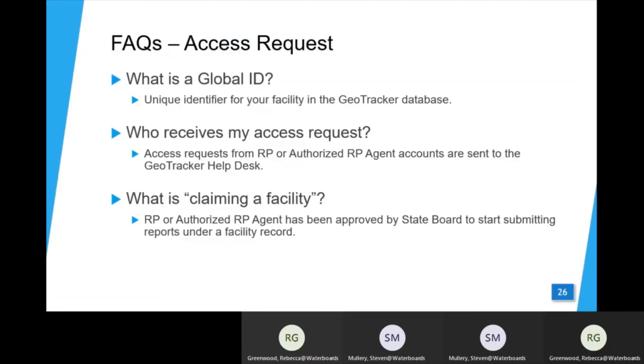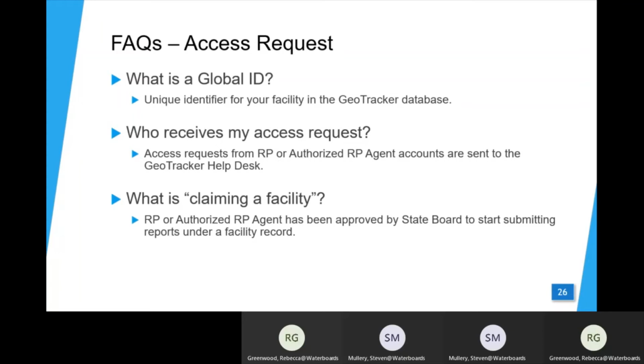And here are some general questions about requesting access to a facility versus what is a Globe ID. Again, a Globe ID is a unique identifier for your facility in the GeoTracker database. Who receives my access request? Access requests from RP or authorized RP agent accounts are sent to the GeoTracker Help Desk. Please contact the Help Desk directly if you have any questions.